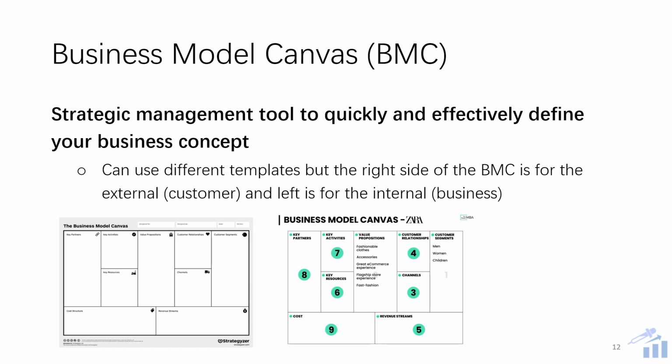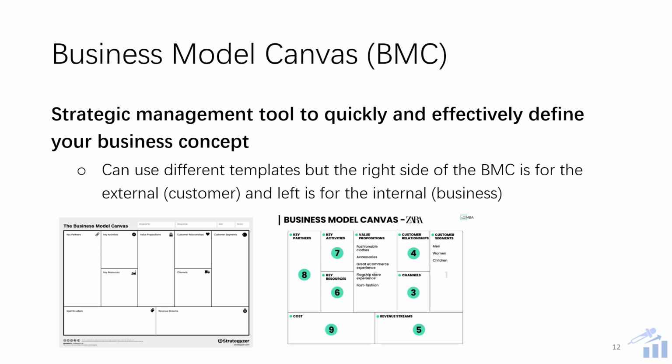Then you're going to want to look at the channels. Design your channels. Determine the various ways you will reach and interact with your customers. This could include online platforms, physical stores, partnerships, or direct sales. Then establish customer relationships. Describe the type of relationship you intend to establish with your customers, something like personal assistance, automated services, community engagement, or other approaches.